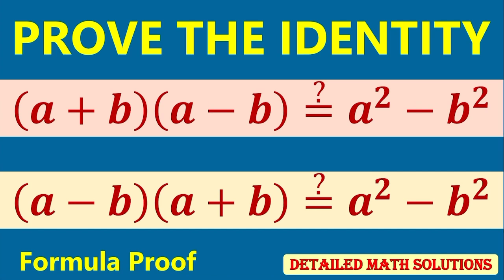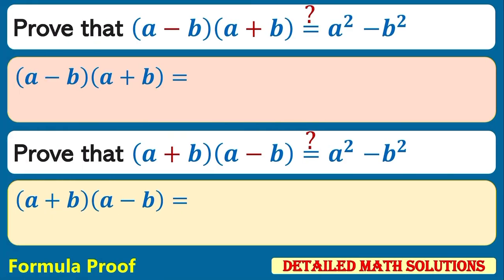In this video, I'm going to prove that the equations displayed on the screen are an identity. To prove that the first equation is an identity, I'm going to simplify its left side and then see if it equals a squared minus b squared. To simplify its left side, I need to use the distributive property.